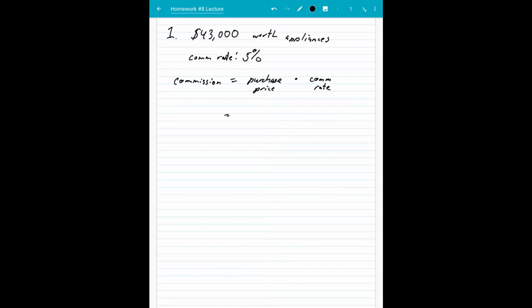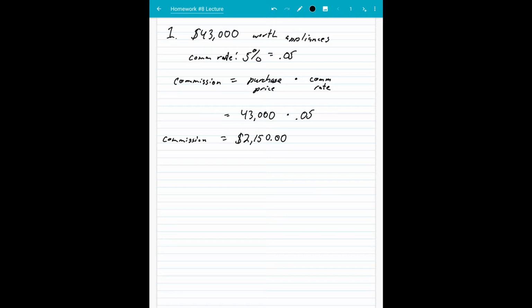So our purchase price, or what was sold, is $43,000. And then the commission rate is this. We have to convert 5% to 0.05. All you got to do is multiply it across. 43,000 times 0.05. And that gives us a commission of $2,150. And that would be your answer for that problem.